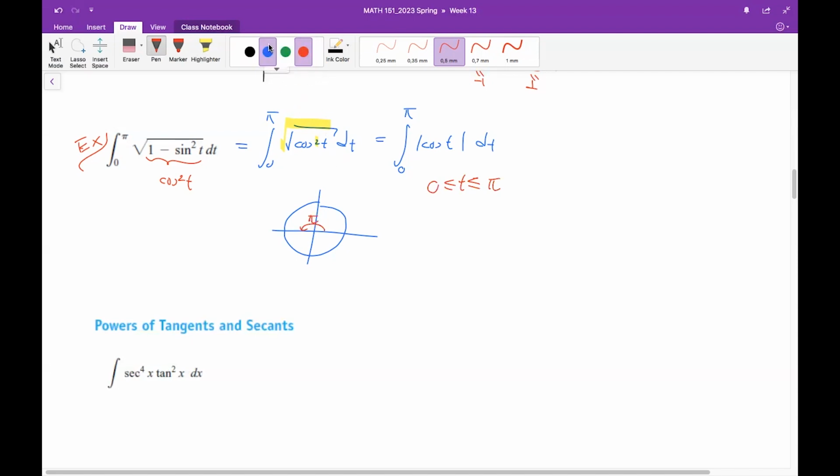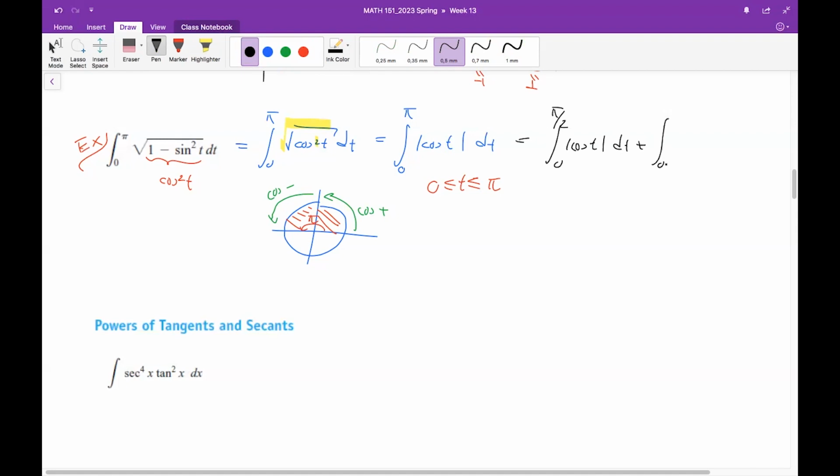Try to understand the values of the cosine function. From here to here, cosine takes positive values because the x components are positive. And from here to here, cosine takes negative values because in the second quadrant, x components are negative. What does this mean? Then how can I evaluate the absolute sign? That means that over this interval, on some part of it, cosine t is positive, on some part of it, cosine t is negative. That's why I will divide the interval into 2 parts like that.